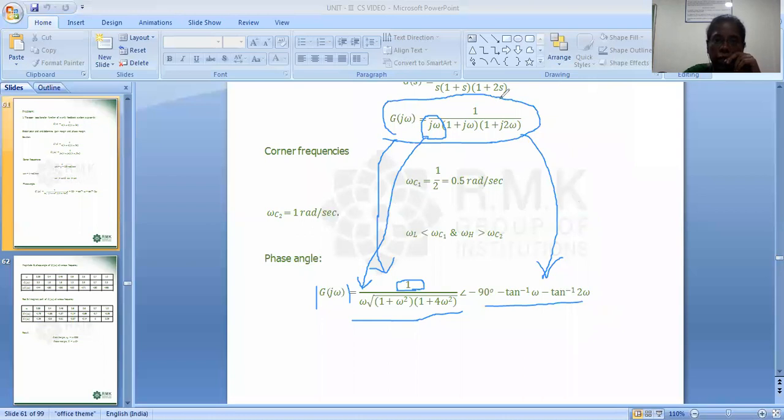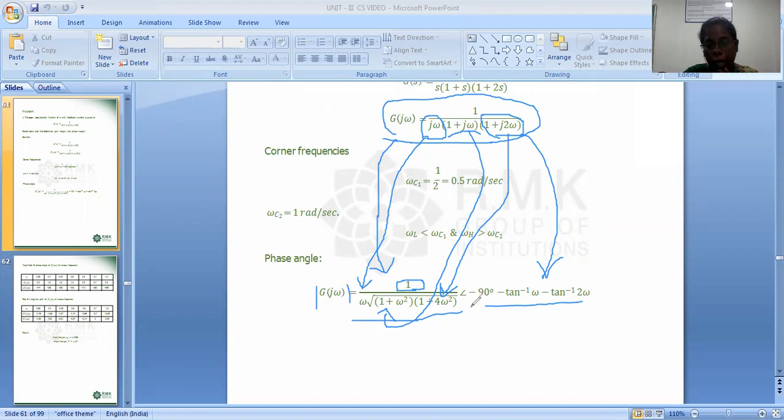Similarly, for the next term, 1 plus j omega, the modulus is the square root of real part square plus imaginary part square, so root of 1 square plus omega square. Similarly, for this term also I take the modulus: square root of 1 plus 2 square, which is 4 omega square. For everything on the whole, I'm taking the square root. Right? So this is how you write the magnitude expression for the given G of j omega.